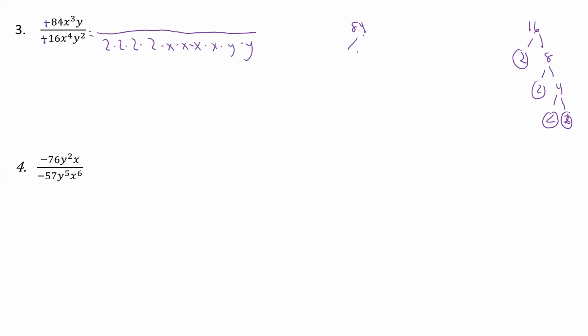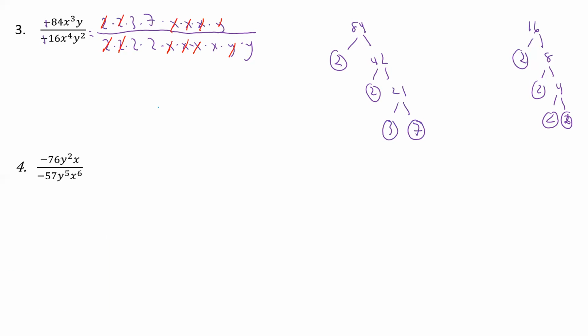Now what about 84? Okay, well, 2 will go in here, and that's going to be 42. 2 will go in here, and that's going to give us 21. 3 will go in here, and that will give us 7. And so the numerator is 2 times 2 times 3 times 7 times x, x, x times y. Now we get to have fun and cancel. All right, so 2 and 2, 2 and 2. No more 2's. Now we have 1x, 1x, 1x, 1x, 1x, 1x. Now 1y and 1y. And that looks to be everything.